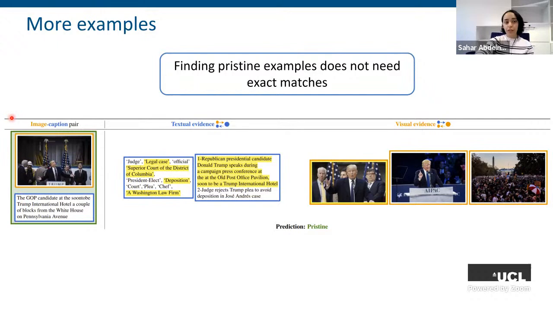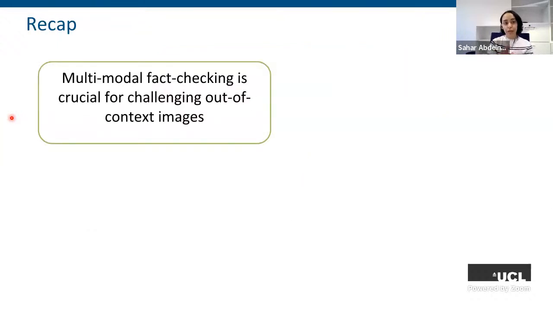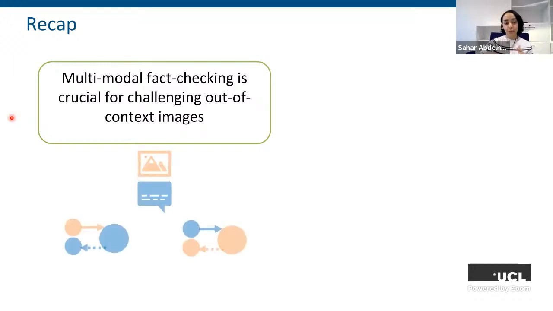Okay, so this was the main part of my presentation. So I would like to conclude with some recap or takeaways. The first thing is that in this work, we propose the first benchmark for multimodal fact-checking for out-of-context images. And we do this by utilizing the information of both the image and the caption and performing the cycle consistency check. And we found that this approach is really effective compared to not relying on external evidence.